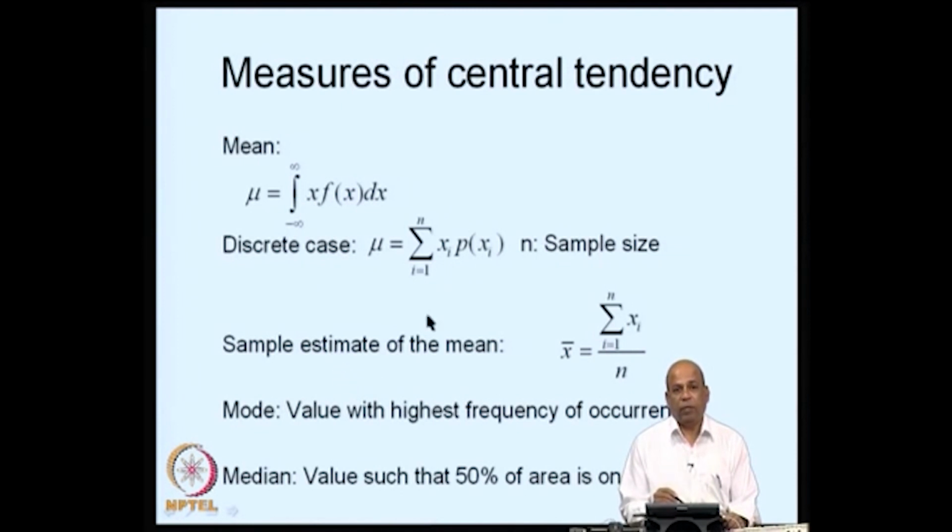Now, the sample estimate of the mean, remember, as I told in the last class, from the population we move on to samples which are the actual values that the random variable has taken. Our sample is actually a subset of the population, and if you have n number of values in the sample, the sample estimate of the mean is given by simply the arithmetic average, x bar is equal to summation x i by n, where the summation is from i is equal to 1 to n, and n is the sample size.